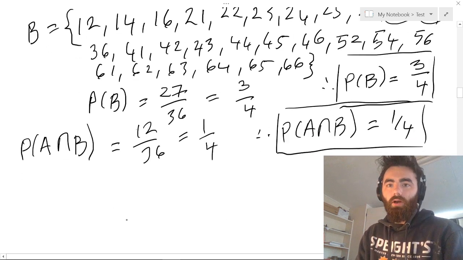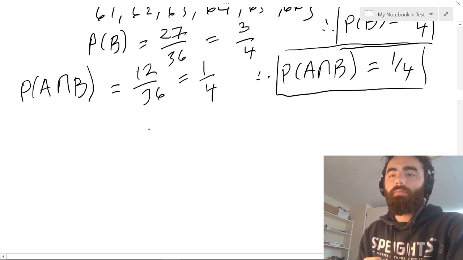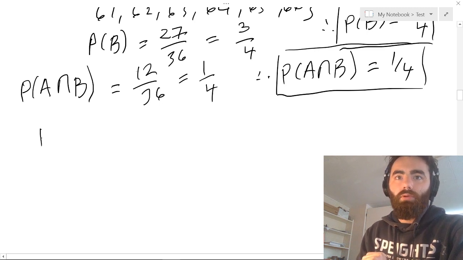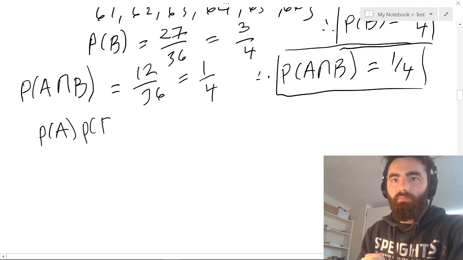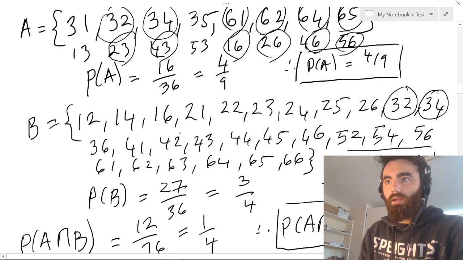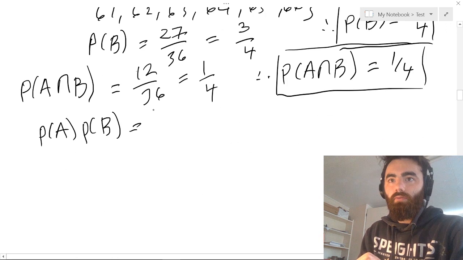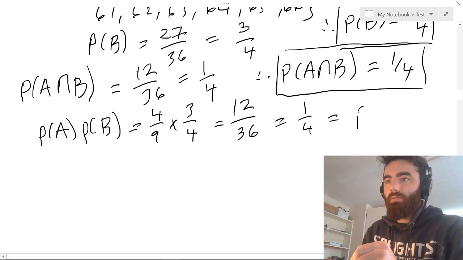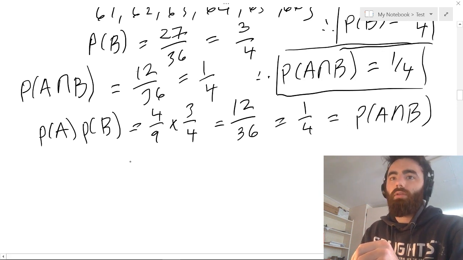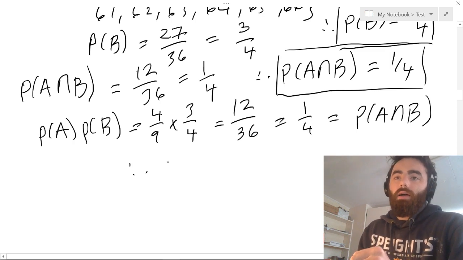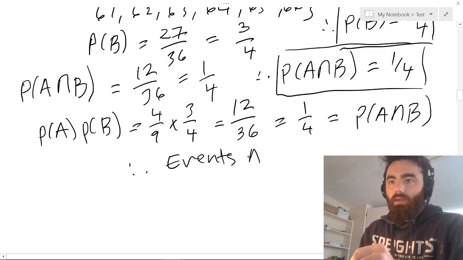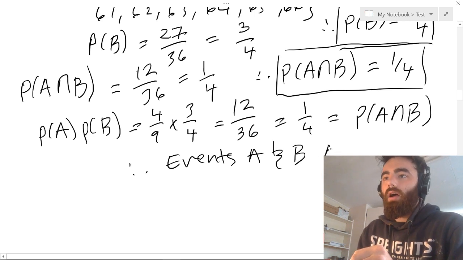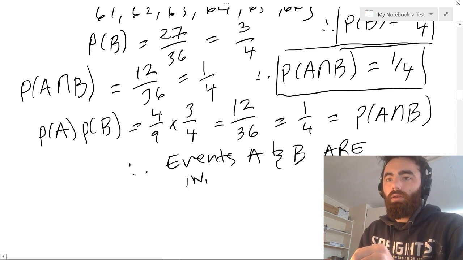Okay, so finally, the probability is a quarter. Well, what's the probability of A times the probability of B? Well, this is going to be 4 over 9 times 3 over 4, which is going to equal 12 over 36, which is a quarter, which equals the probability of A intersect B. And therefore, events A and B are independent.